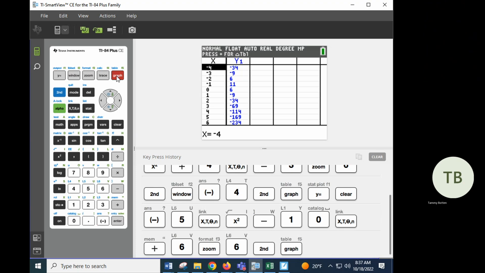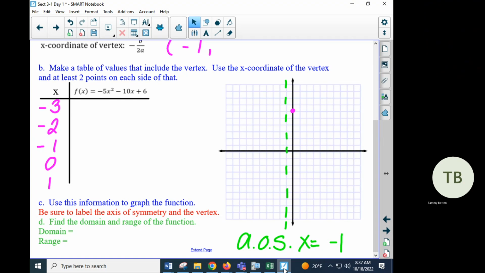So in my table, I want to put -9, 6, 11, 6, and -9. Okay, those are the numbers I'm looking for. So if I go back and write those in, this was -9, 6, 11, 6, and -9. And one thing that happens for parabolas is you can very quickly go off a graph because we're squaring numbers.